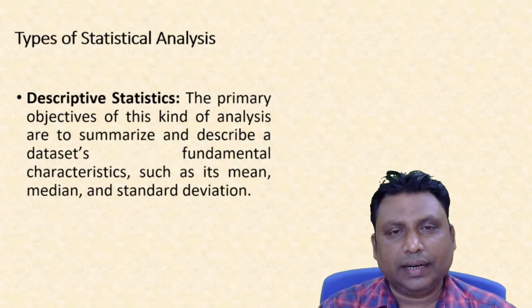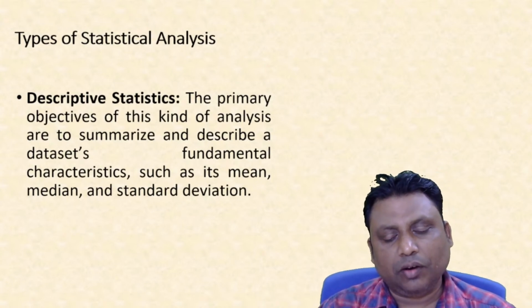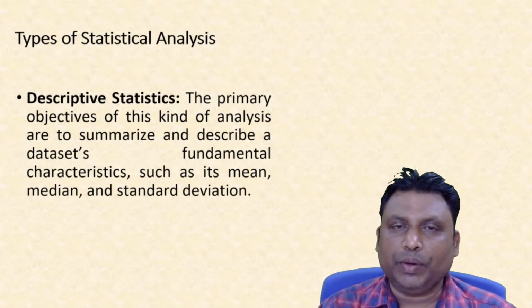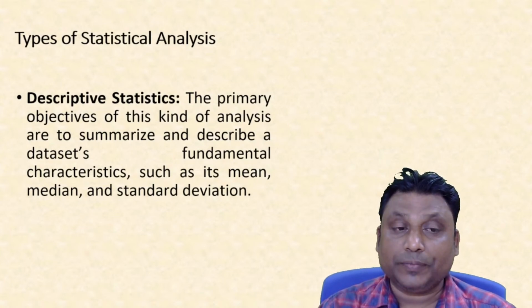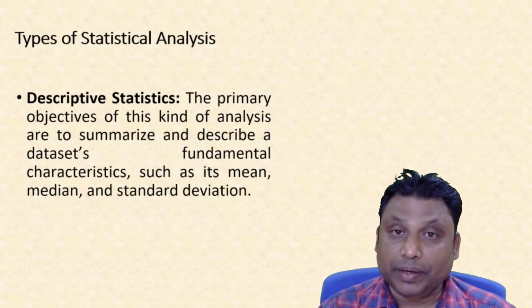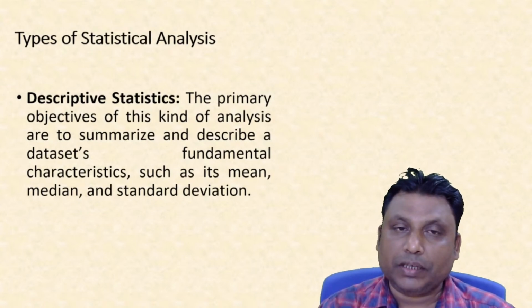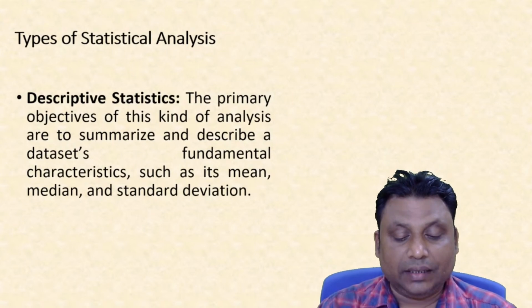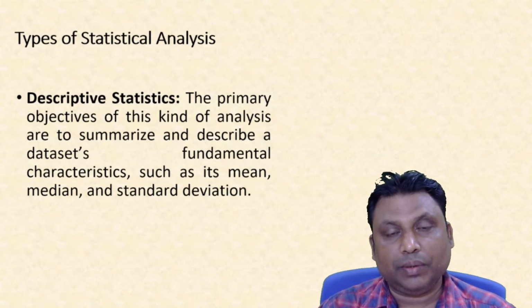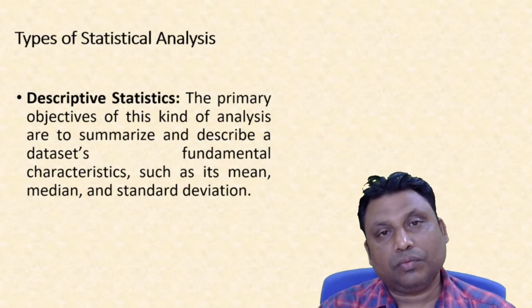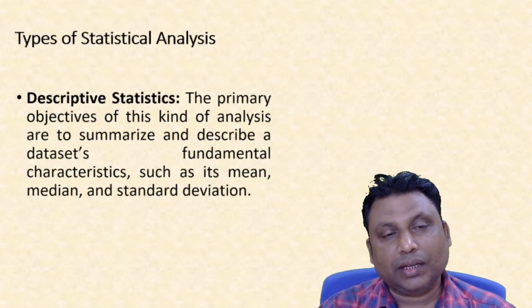In the measures of central tendency, we are calculating the arithmetic mean, or simply the mean, then median, then mode, then percentile, decile, and also the geometric mean and harmonic mean. These are part of the measures of central tendency. And in measures of dispersion, we are calculating the range, interquartile range, mean deviation, standard deviation, and coefficient of variation. So this part is the measures of dispersion.